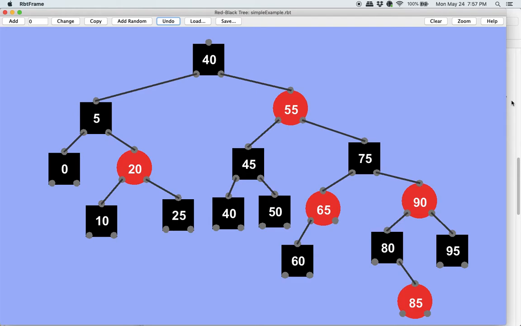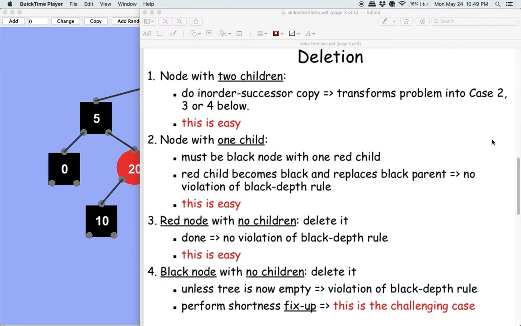And that's where I need to do a fix-up. And so that's where the focus of this is going to be. What we've seen so far has all been preliminary stuff. Okay, so the case where we're deleting a black node at a leaf position causes an imbalance problem. And that's the situation we're going to try to deal with.